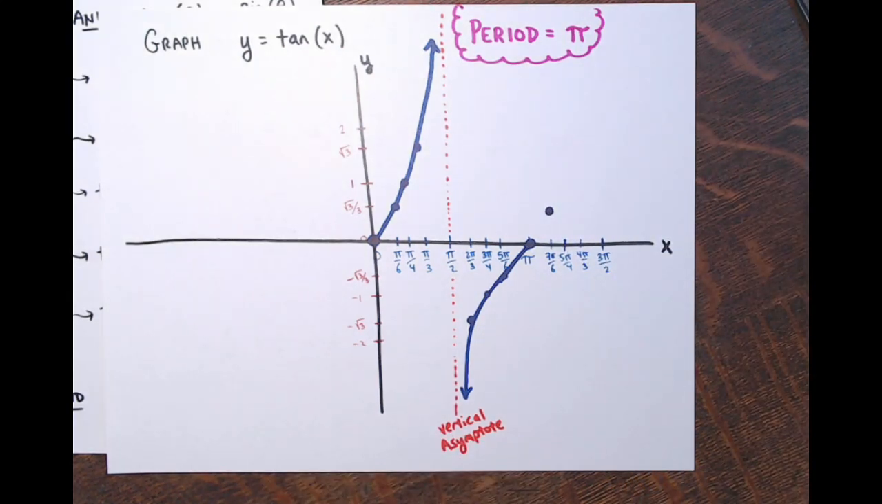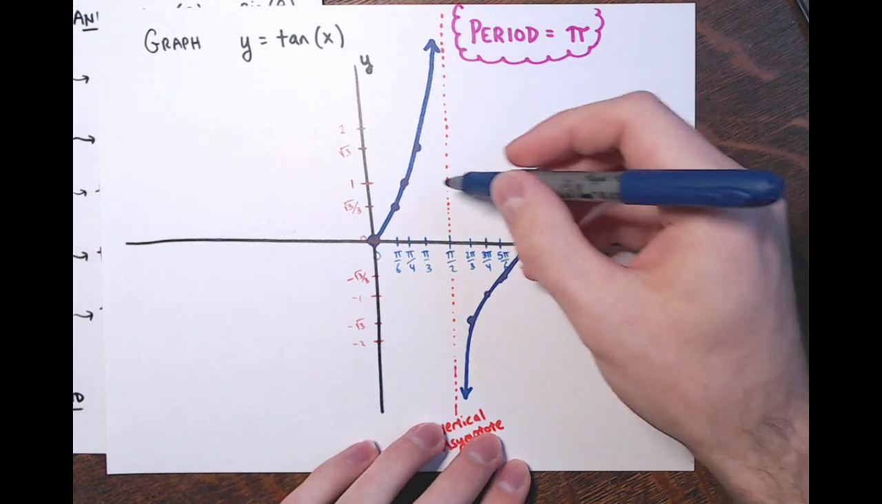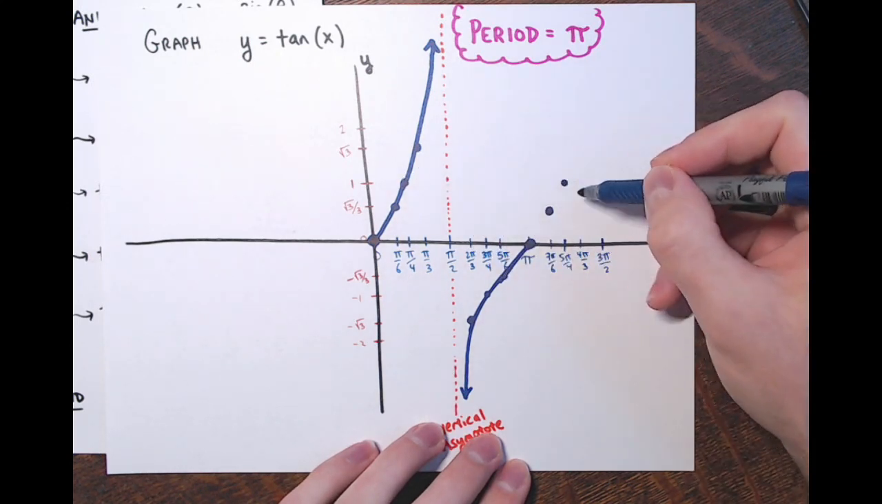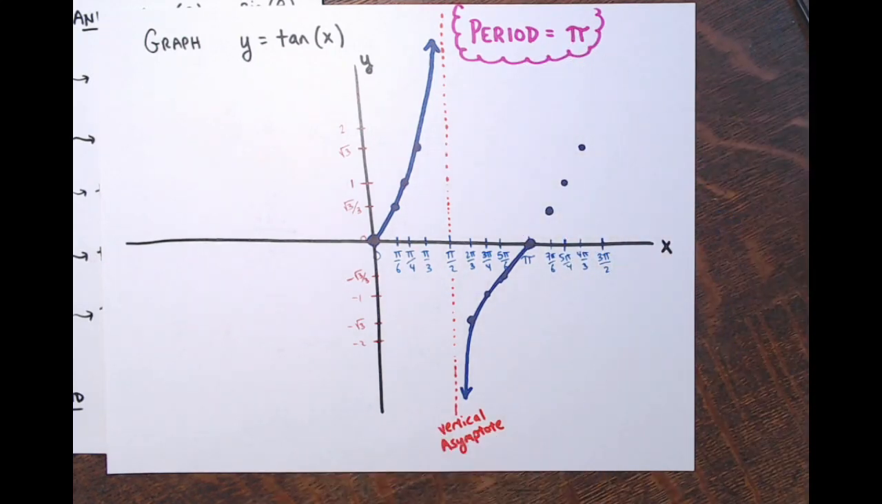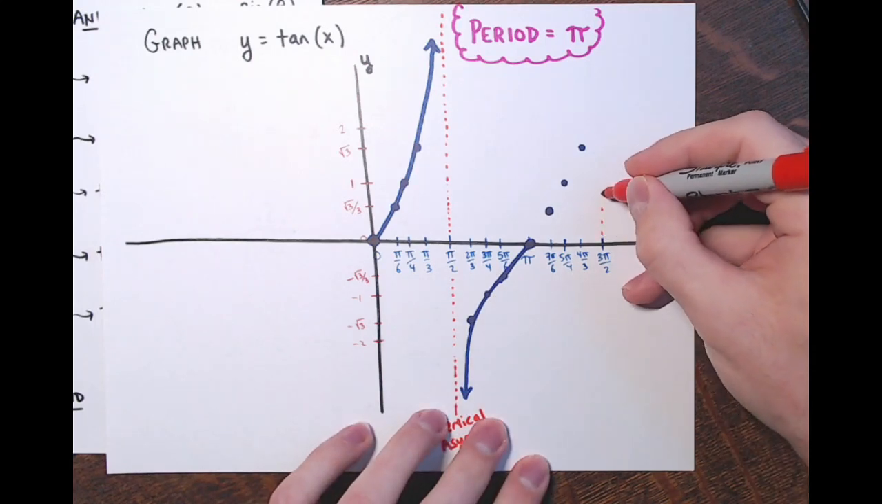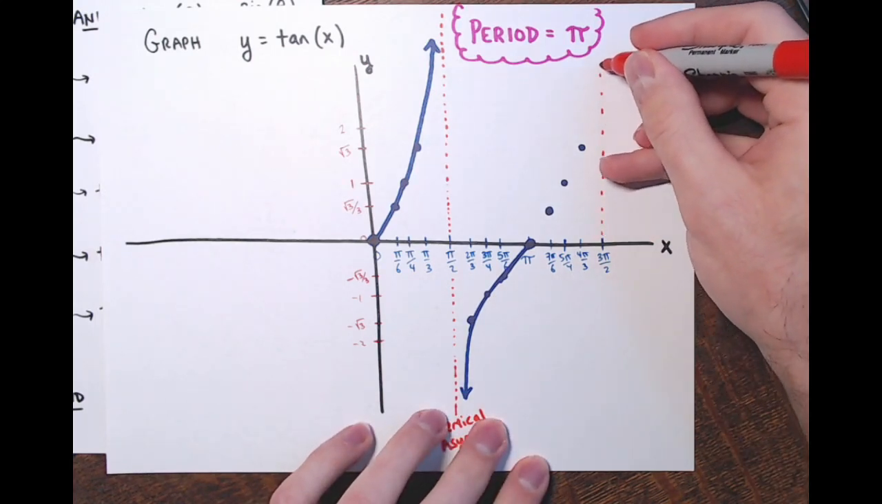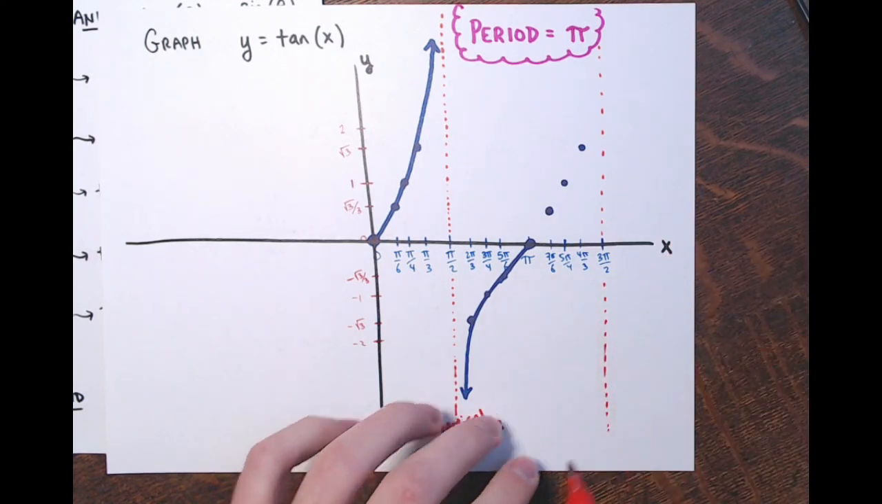And in quadrant 3, tangent will be positive. We've seen this. Tangent of 7 pi over 6 is square root of 3 over 3. Tangent of 5 pi over 4 would be 1. Tangent of 4 pi over 3 would be the square root of 3. And then the tangent of 3 pi over 2 will be undefined. So again, a little asymptote, a little dotted line here. It's not really there.